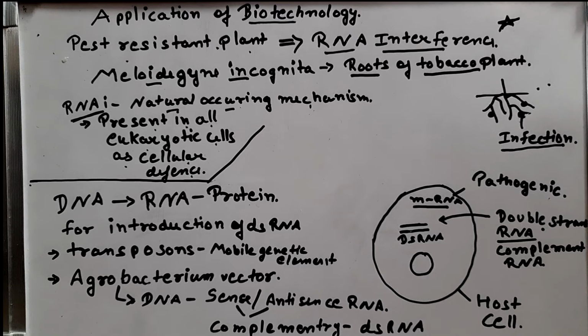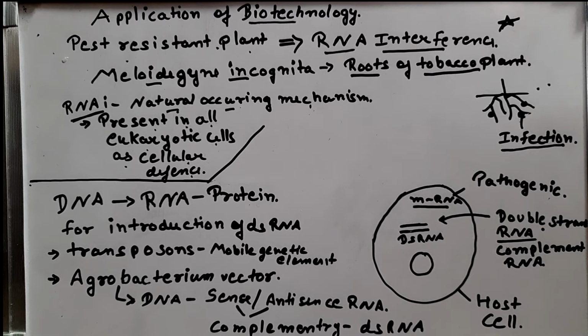Now we have discussed properties of RNA interference, and now we are going to study the mechanism of RNA interference. To understand it, we have to understand the mechanism of infection of the pathogen. Many pathogens produce proteins or enzymes which affect the host organism, and some pathogens also introduce RNA or DNA into the host so that they can affect the host cell from inside. That means they are endoparasites.